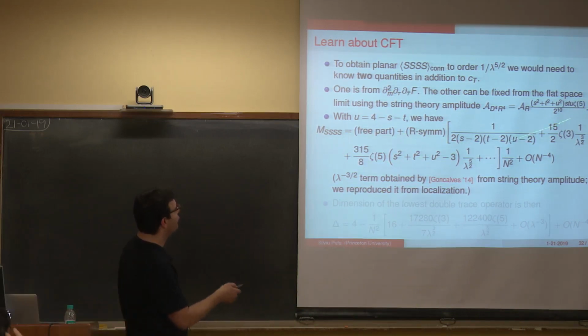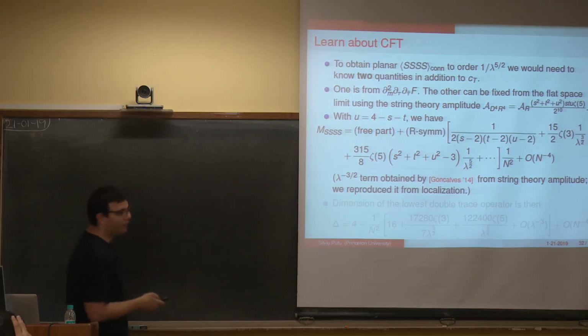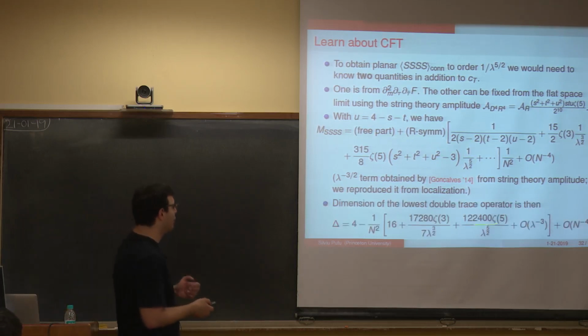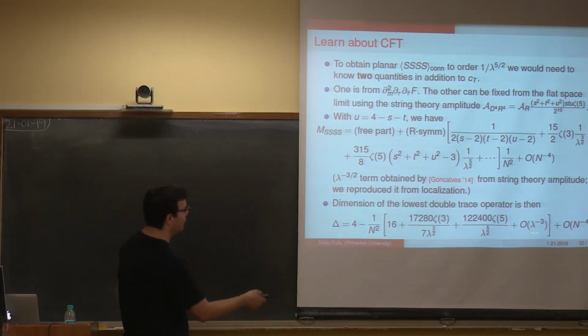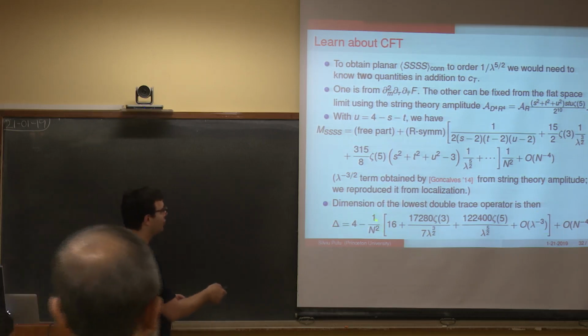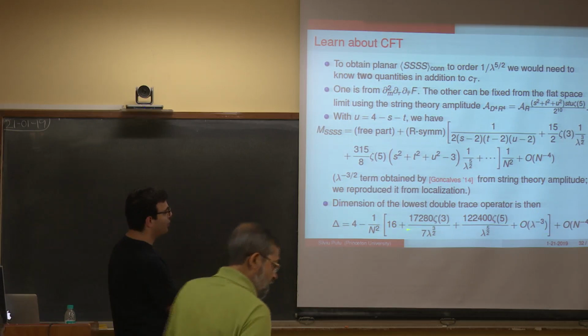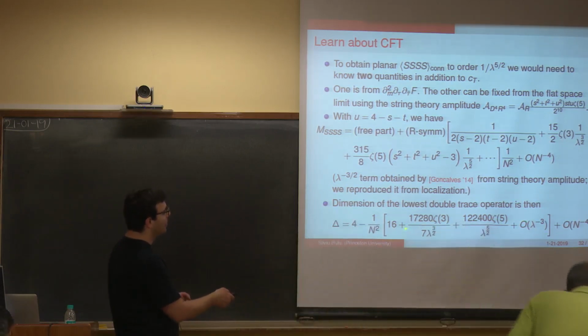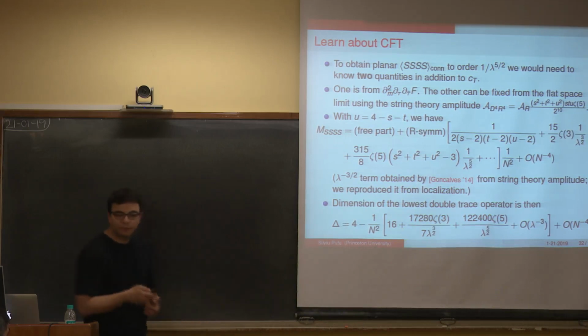Given the 4-point function up to order 1 over lambda to the 5/2, one can again extract any piece of CFT data that we want. So for instance, the dimension of the lowest double trace operator in this case is given by this expression. It starts at 4, and then at order 1 over N squared there's an expansion in 1 over lambda, and we can extract the first three terms.